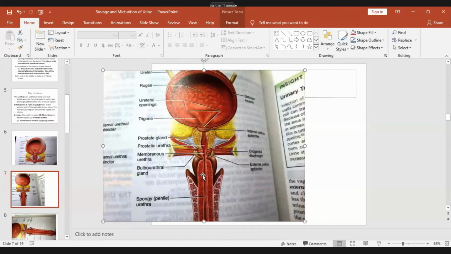In the spongy part of the urethra, you will find Leiter's gland. They secrete mucus, which is essential at the time of excitation, at the time of the sexual act.